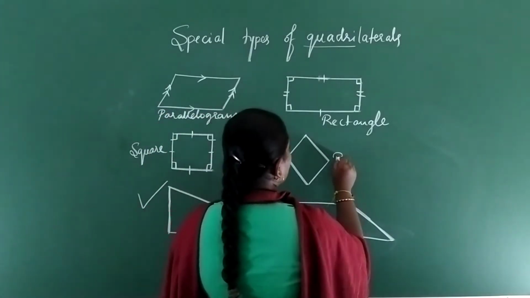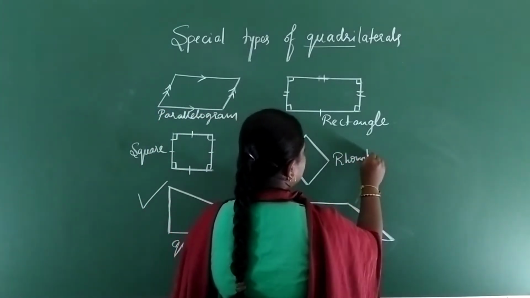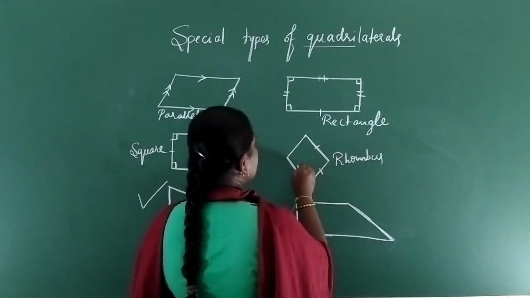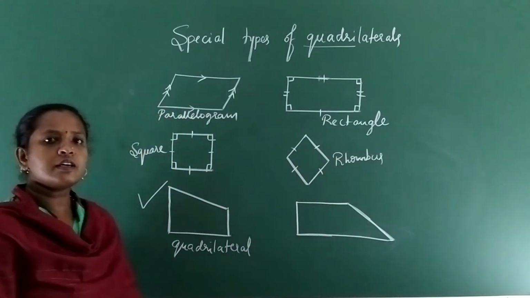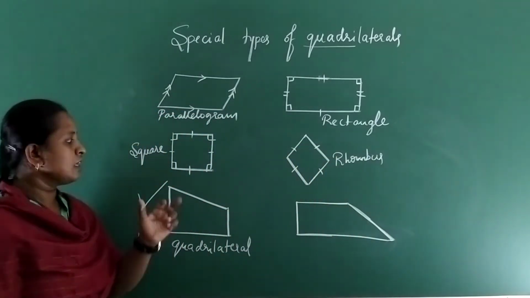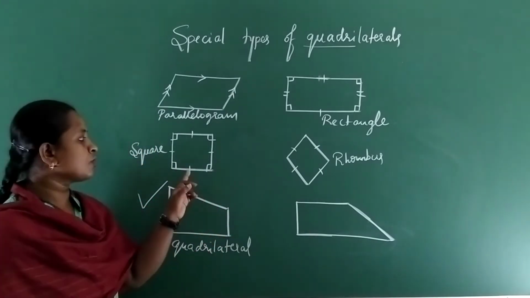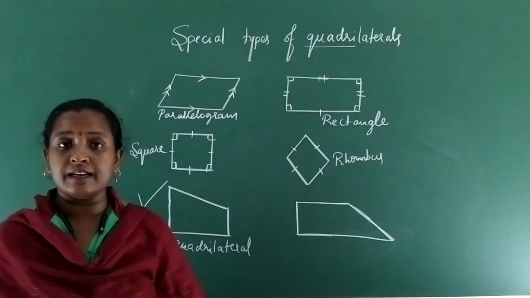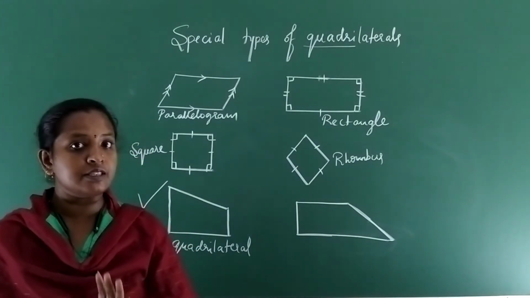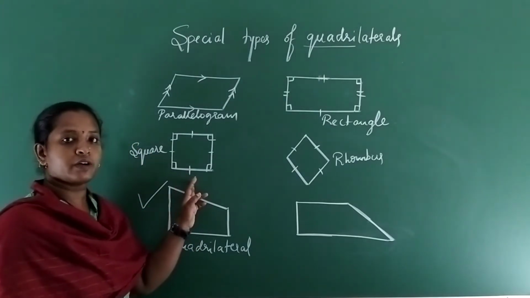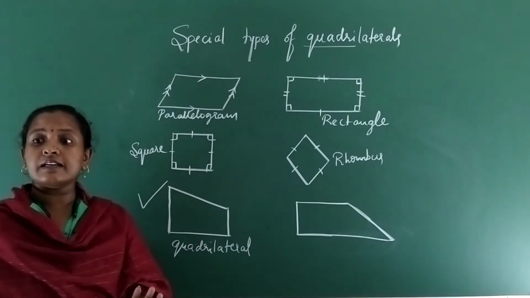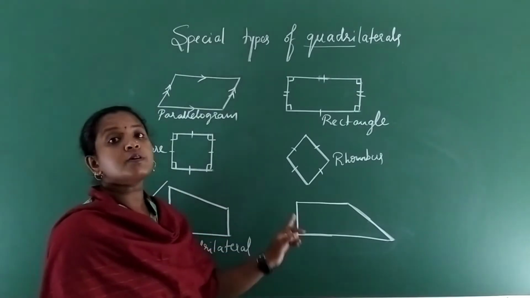Next one, you come to rhombus. Rhombus means all the sides are equal. Then what is the speciality of the rhombus? Square and rhombus are the same, children. But square never changes the angle. Square is exactly at 90 degrees. But rhombus is not like that.